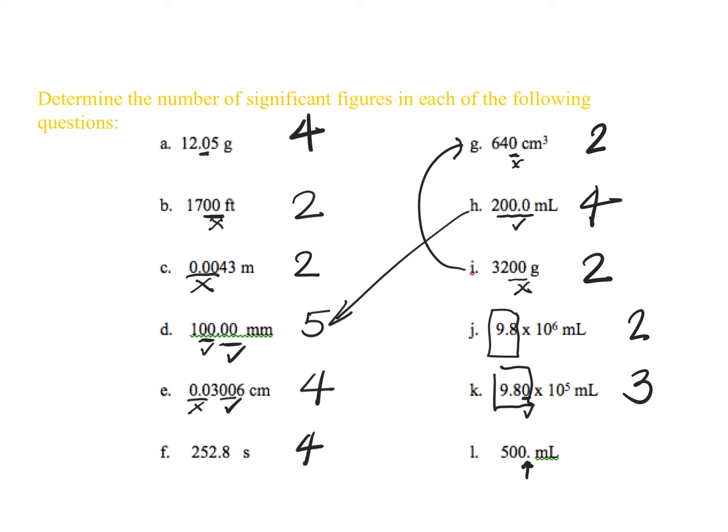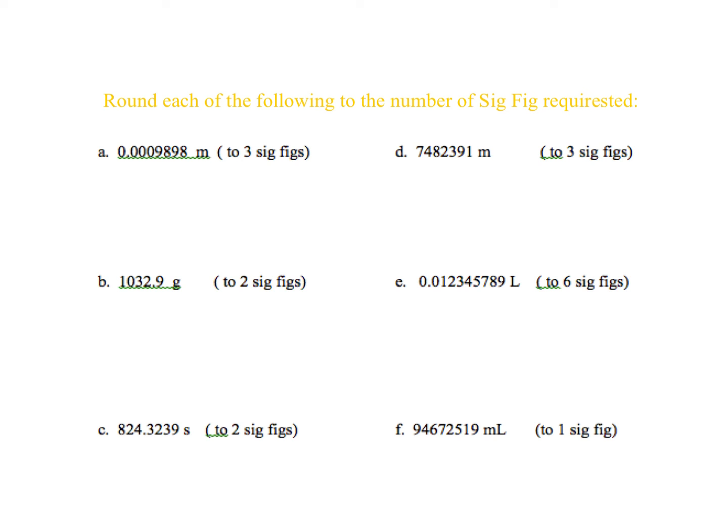500 with the actual decimal point, all significant. Okay, this I only talk. Round each of the following to the number of sig figs required, right?